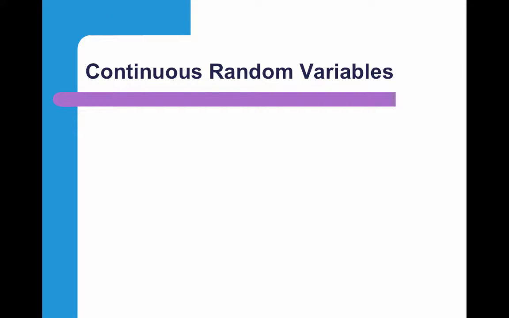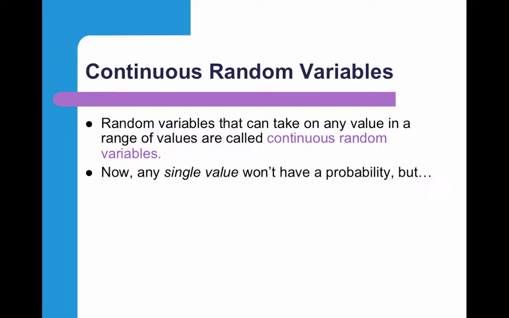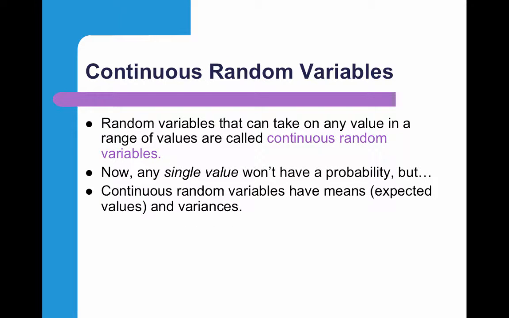We're finishing up Chapter 16 today by talking about continuous random variables. So a random variable that can take on any value within a range is called a continuous random variable. It's continuous because it can be any value from 1 to 10, or whatever your range happens to be. Any single value won't have a probability, but continuous random variables have means.